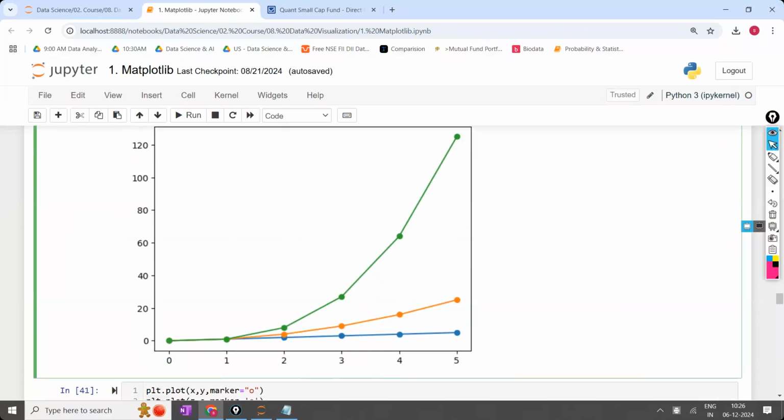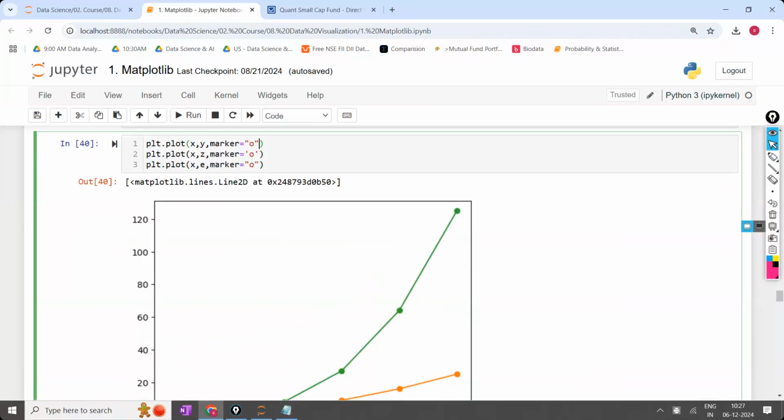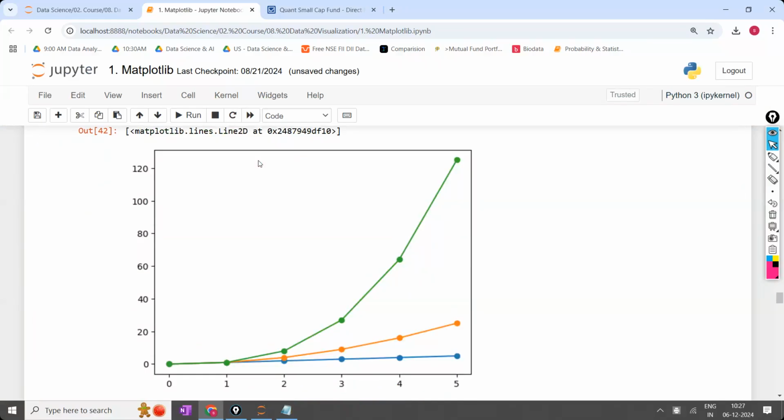How can you know? For that, we are going to add the label. So here I'm adding label equal to, meaning I'm giving the name. The name for the blue one is X and Y. And for this one, the choice is yours, whatever name you are interested in, you write that name. This is X and Z. And this is the name which I am going to give, X and E. Like this, I am giving the names.